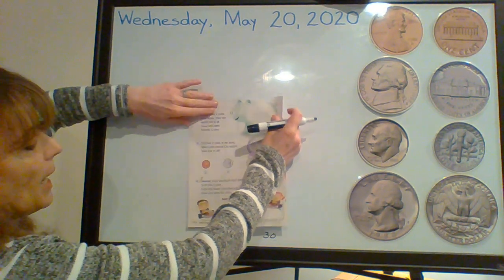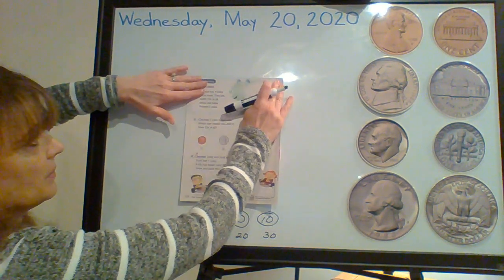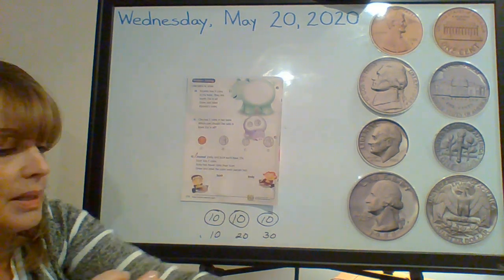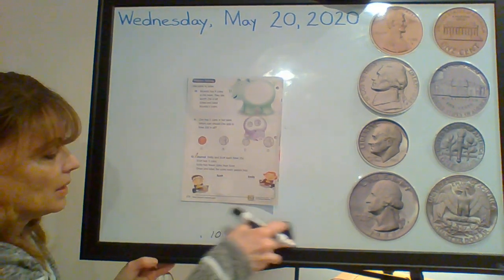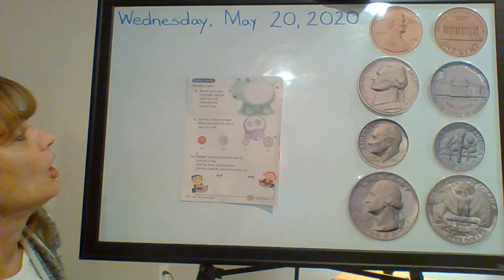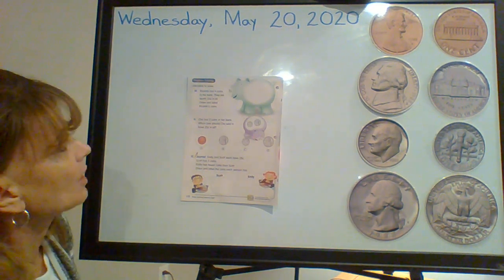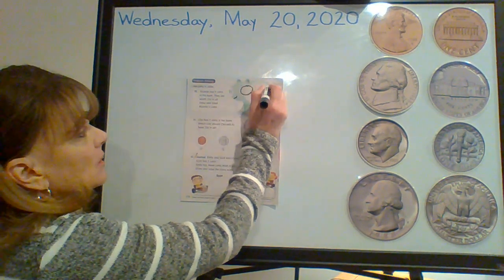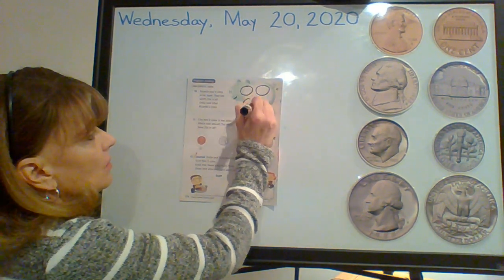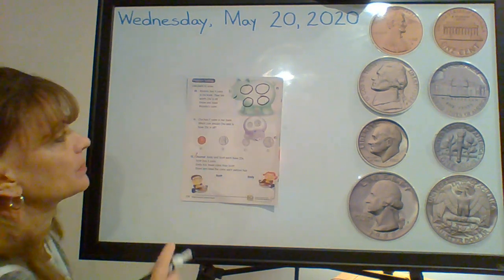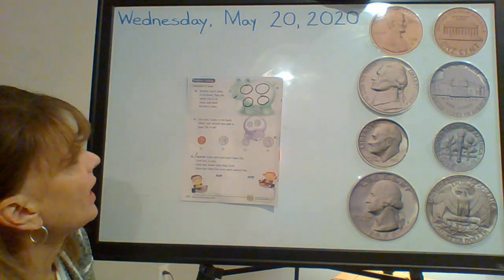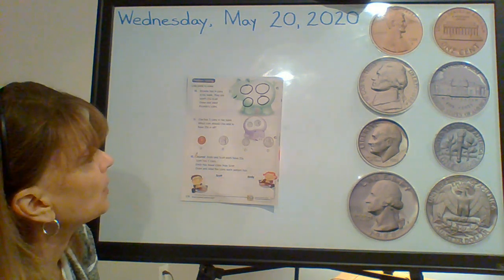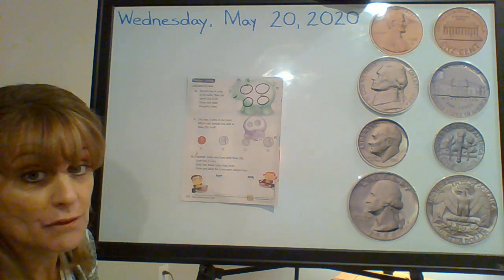All right, let's look at the back. It says, Ricardo has 4 coins in his bank. Make 4 big circles. They are worth 25 cents in all. Draw and label Ricardo's coins. So you did 4 circles.